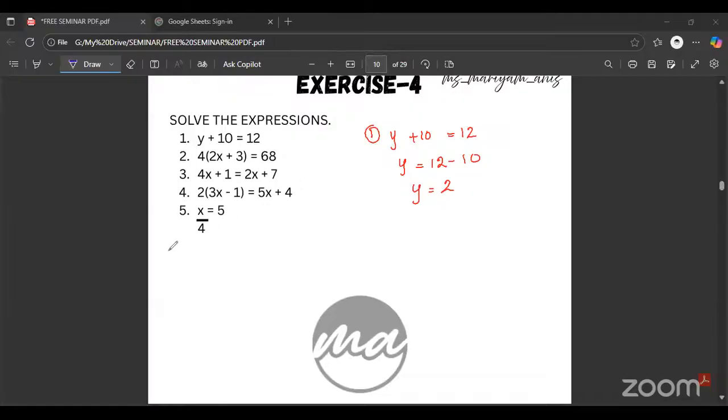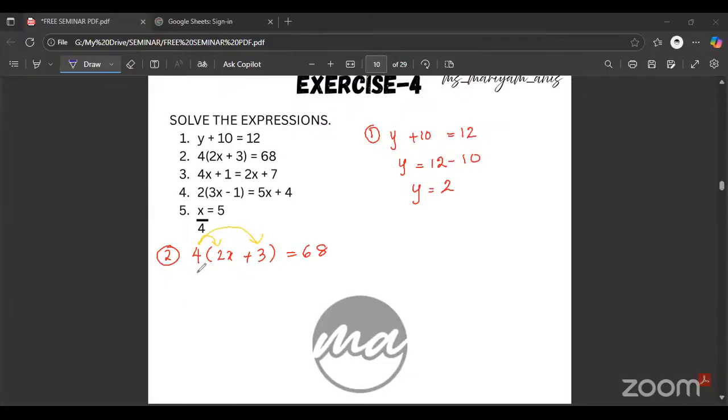Now, second one, our question says 4 into 2x plus 3 is equals to 68. When you have something like a bracket, it means it's multiplication. Here, this 4 should be multiplied with 2x. This 4 should be multiplied with 3. Is it clear? Yes, miss.